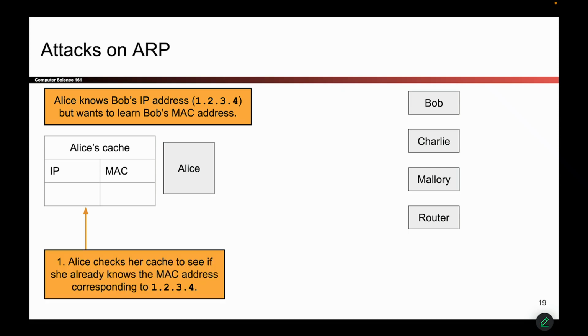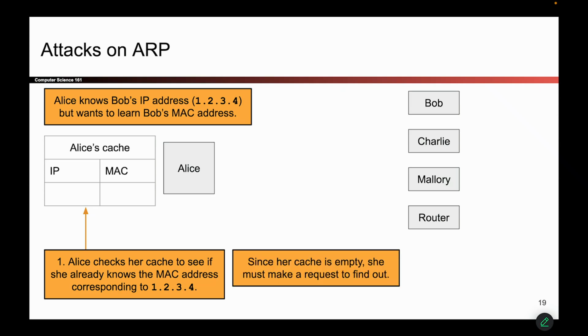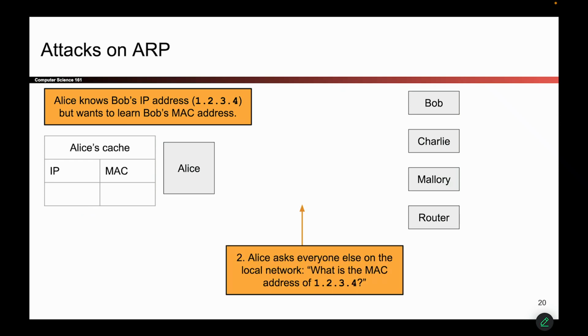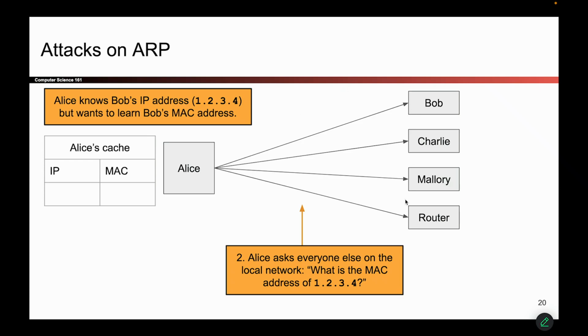So as usual, Alice checks her cache to see if she knows the answer. If we assume the cache is empty, she doesn't know the answer, so she will broadcast a request, and she will ask everybody on the network if anyone knows the MAC address corresponding to 1.2.3.4. This is a broadcast request, so everybody receives it. Now, if you pause right here, we know that Bob is going to reply with the answer, but what could Mallory do if she's malicious?